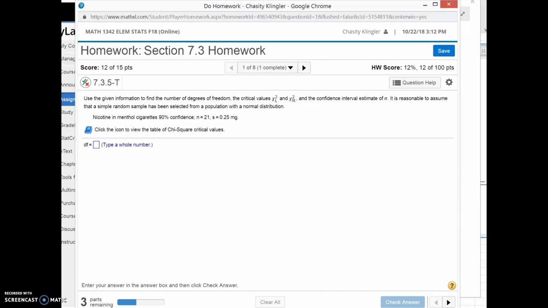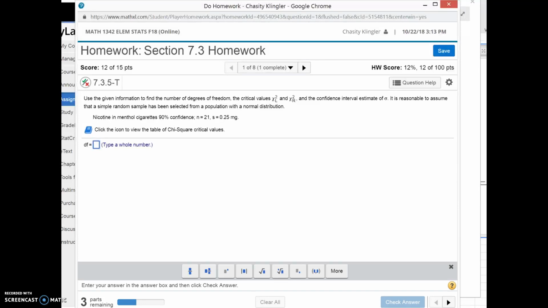So let's start with this problem. We're talking about nicotine in menthol cigarettes with a 90% confidence. Our n equals 21 and our sample standard deviation is 0.25 milligrams. Degrees of freedom, remember, is n minus 1, so in this case it's going to be 20.